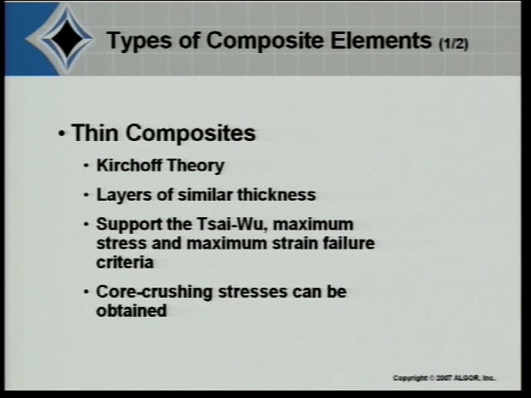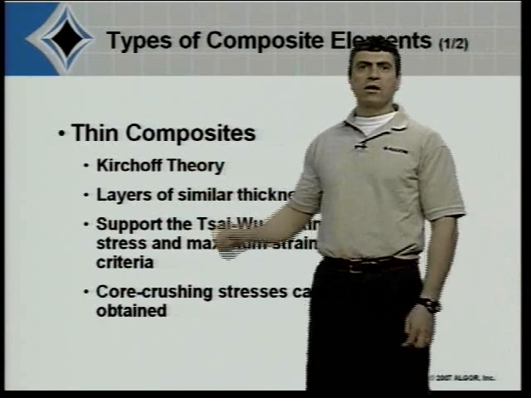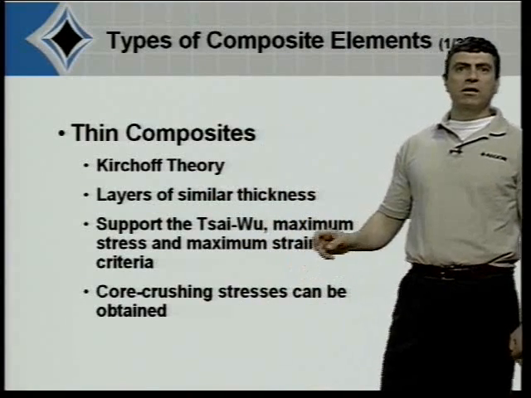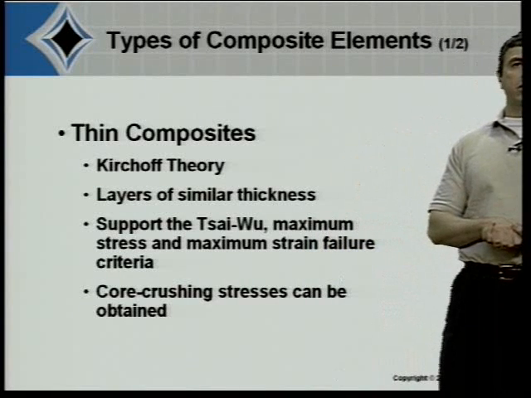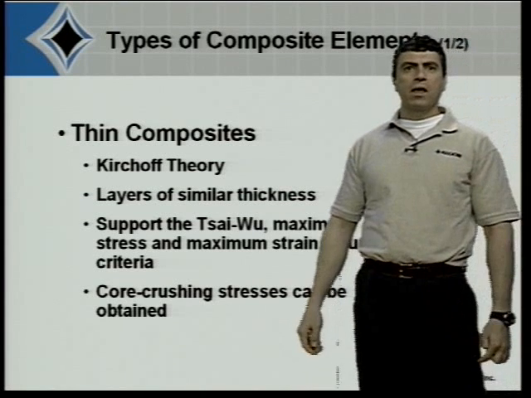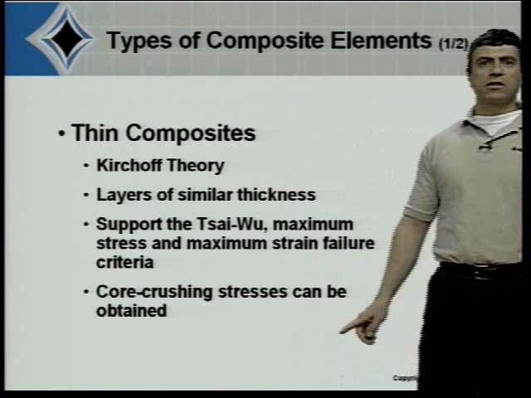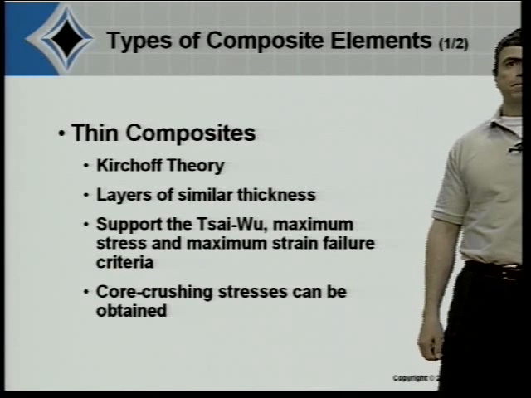Just as an overview here, we're not going to go into too much detail on composite theory. The two main types of composite elements are the thin composites, which use the Kirchhoff theory. These are layers of more or less the same thickness. You stack them up on top of each other. It supports the Tsai-Wu, maximum stress and maximum strain failure criteria, and it has core crushing stress capability. It calculates the core crushing stresses.